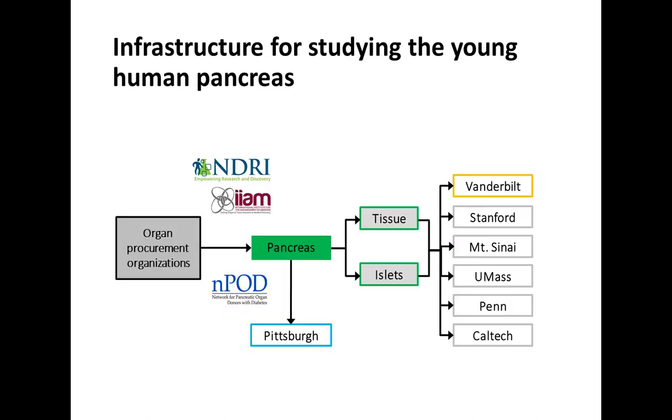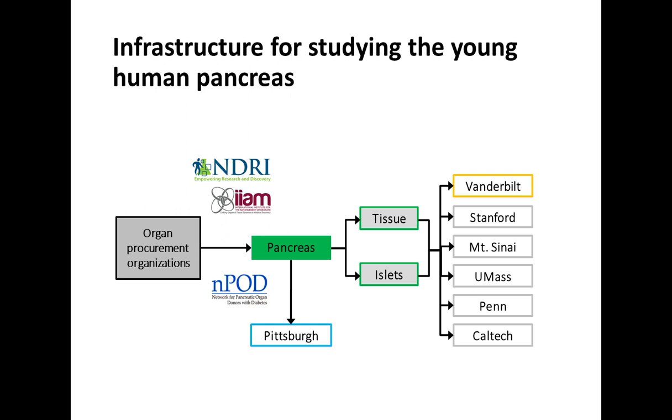Our lab is primarily focused on studying human tissue, and so we have developed a robust infrastructure in order to be able to answer some of these important questions about human biology. The way that this is set up is that we work with a number of different organ procurement organizations around the country. When an organ becomes available for research, we communicate within our team and then ship that organ directly to our collaborator in Pittsburgh.